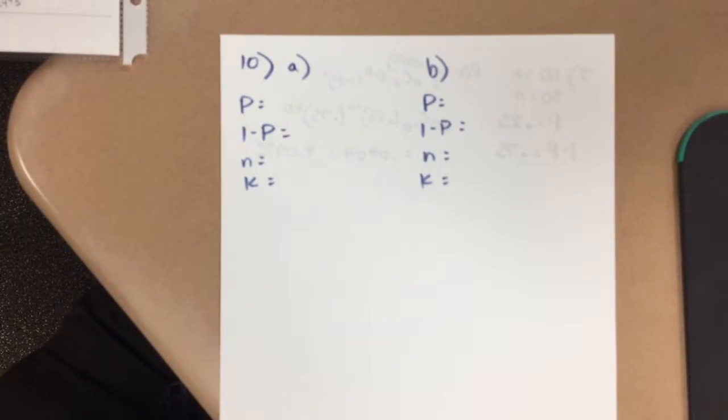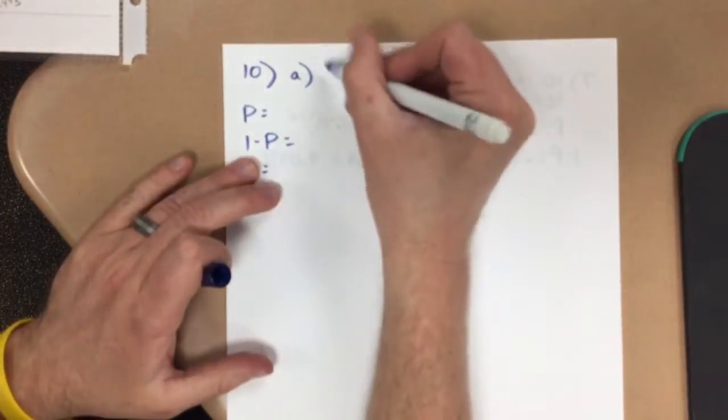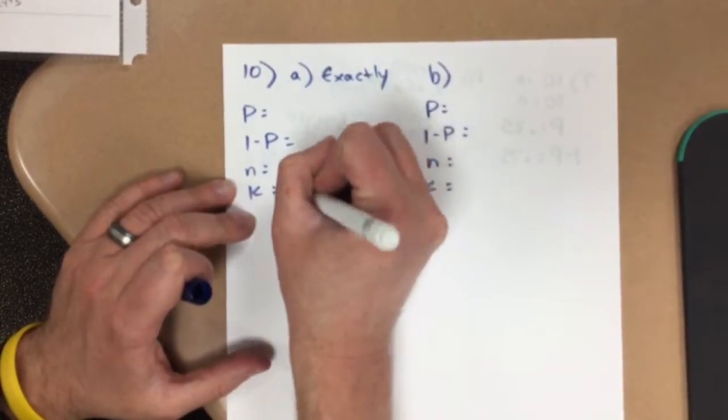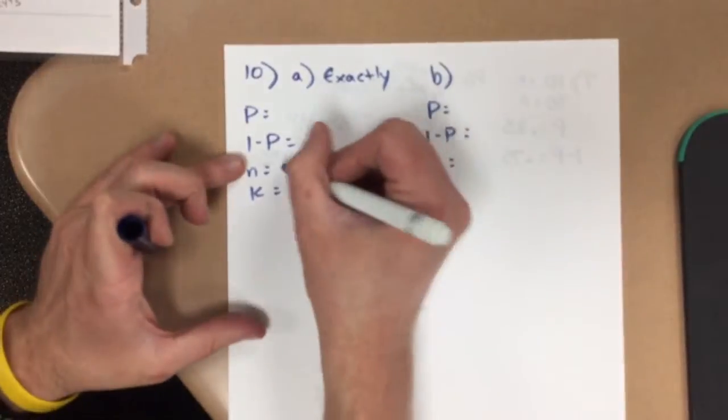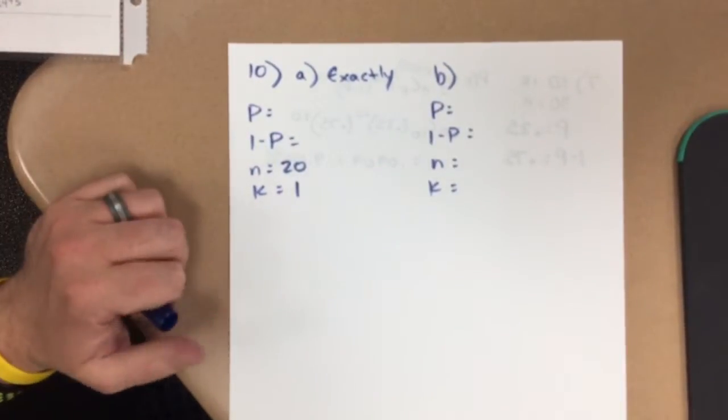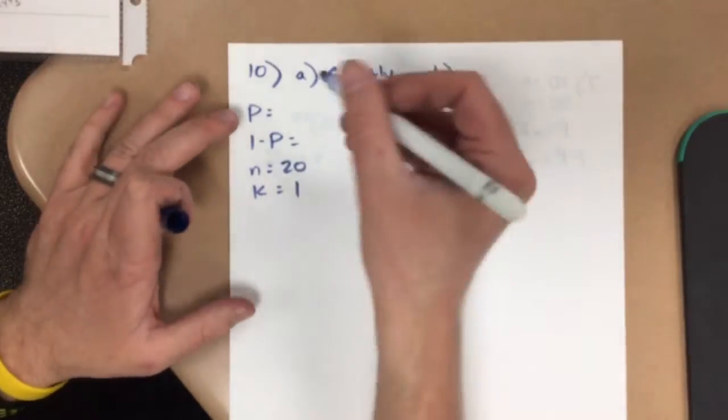cat or dog? Okay, so for this one, we're not talking about anything as far as allergic to the animals. We're just going to be talking if they own a cat or a dog. So exactly 1 is what I want to look for. So that means my K is going to be 1. My N is going to be 20 because I want to know exactly one person out of the 20 in the class. What's the probability of them having a cat or a dog?